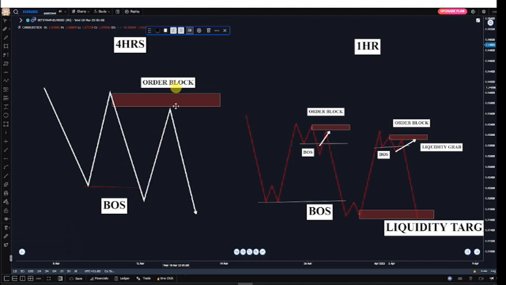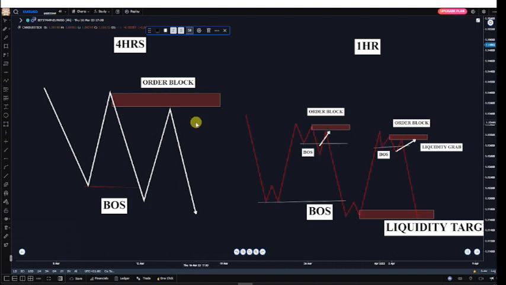Now we have defined our structure. Let's go to the 1 hour time frame for our liquidity grab and target. This is the break of structure you see here, and this is the order block you see here. So what is the difference between the 4-hour time frame and the 1 hour time frame? The 1 hour time frame is meant for entry because it gives you an edge over the market, to see what will happen before others.